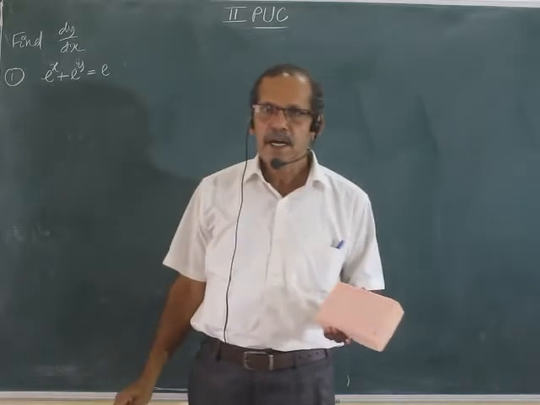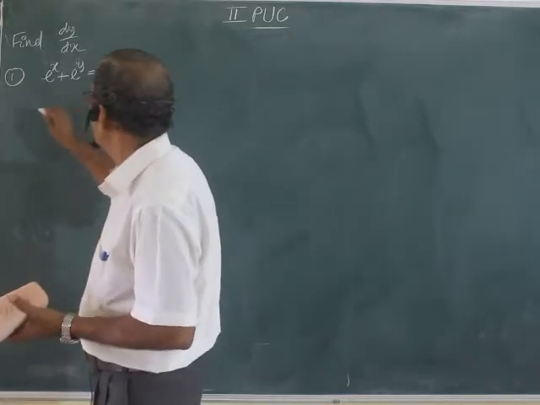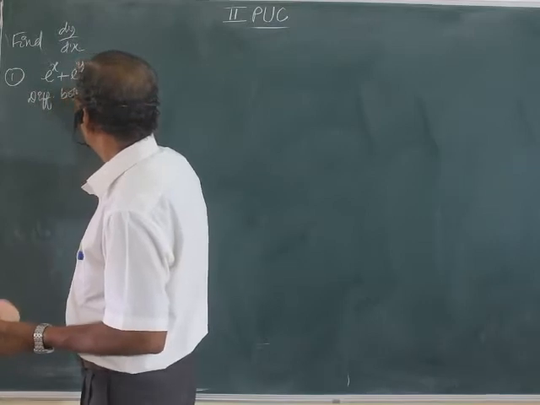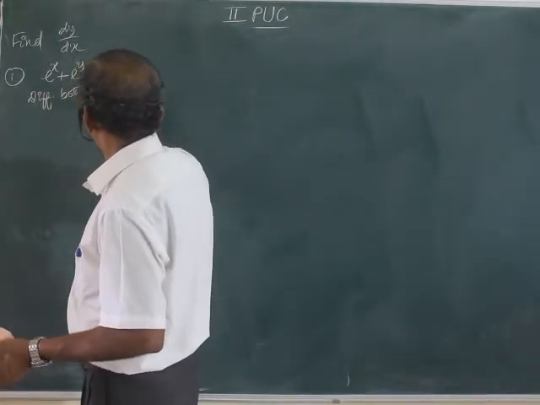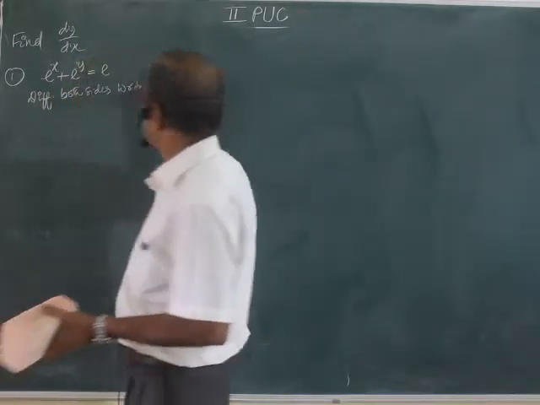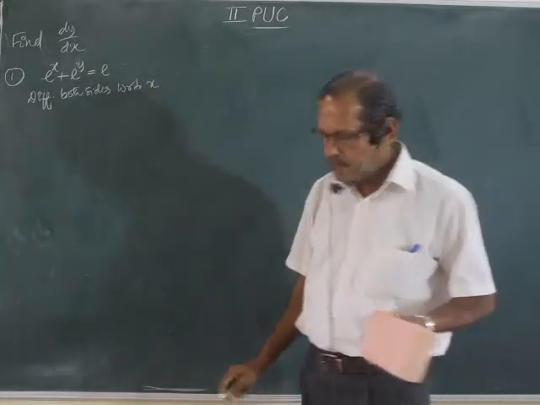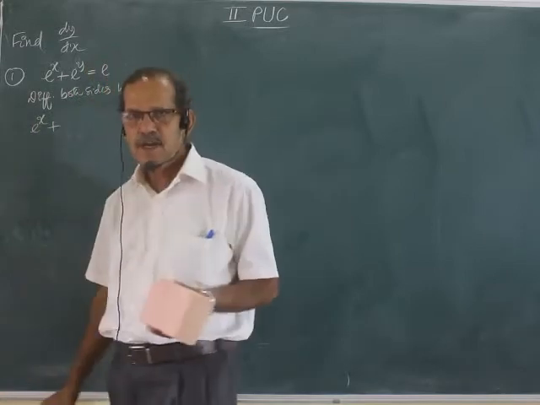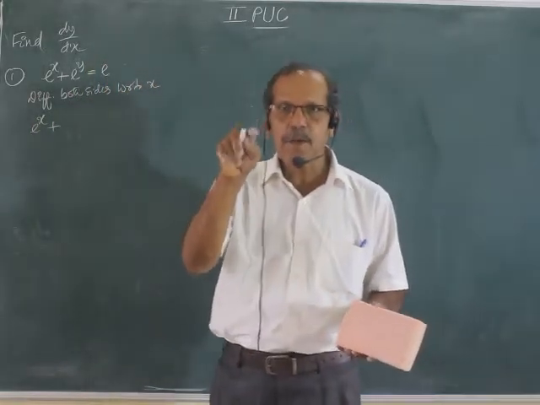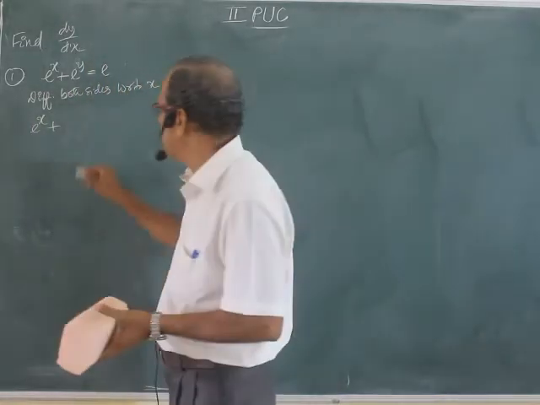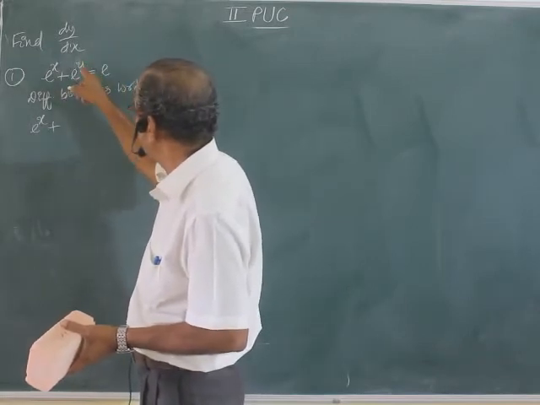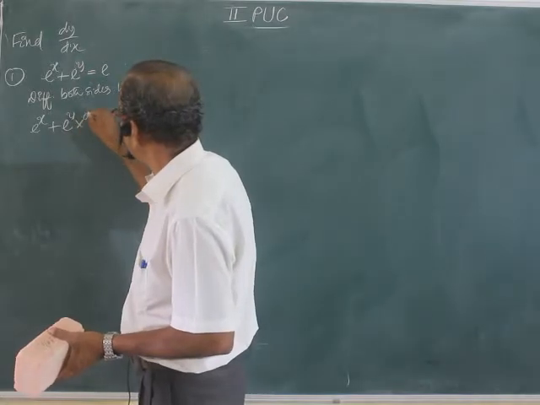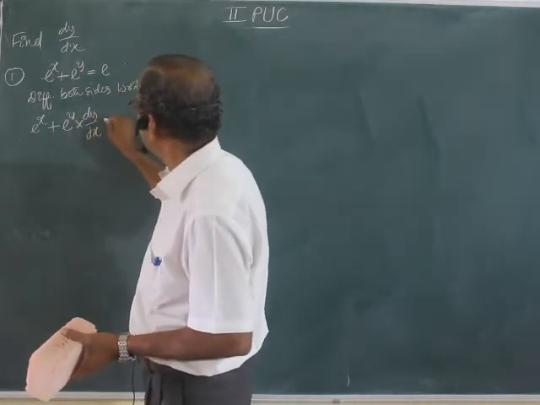Problem number 1. Implicit function means you have to differentiate the given equation as it is with respect to x. What is the derivative of e to the power x? It is e to the power x itself. What is the derivative of e to the power y? It is chain rule, but implicit function: e to the power y as it is into derivative of that y.